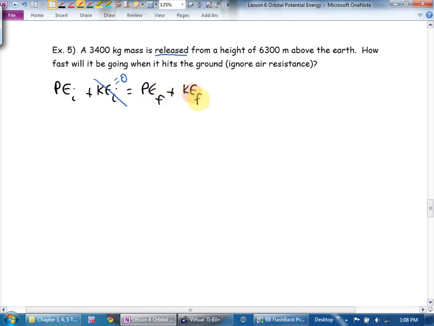Negative big G, big M, little m, all over R initial, equals negative big G, big M, little m, all over R Earth, because that's the final radius, plus a half m V final squared. Dan was right. The little masses cancel. That's kind of nice.